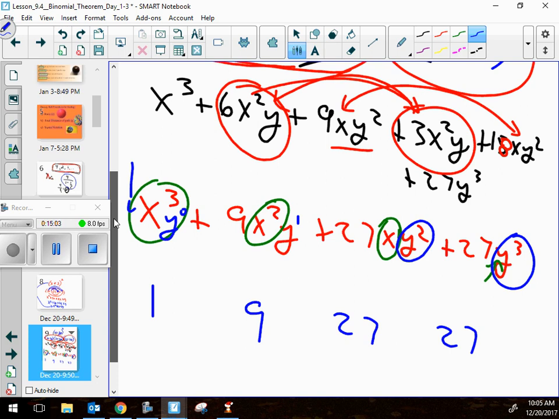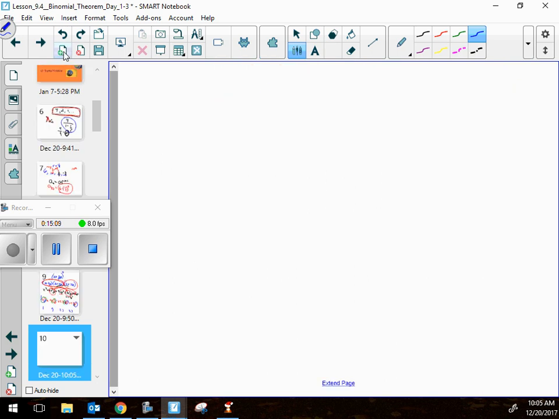All right. So here is another example. Let's just do a simpler one. X plus, let's say y, to the third. Now, that's similar, but it's a lot simpler because we didn't have that 6 to deal with. And I'm going to show you how you would do it with the binomial theorem. Let's pause for a second.